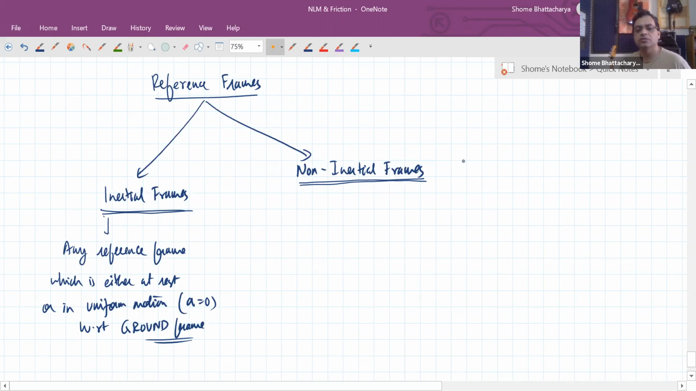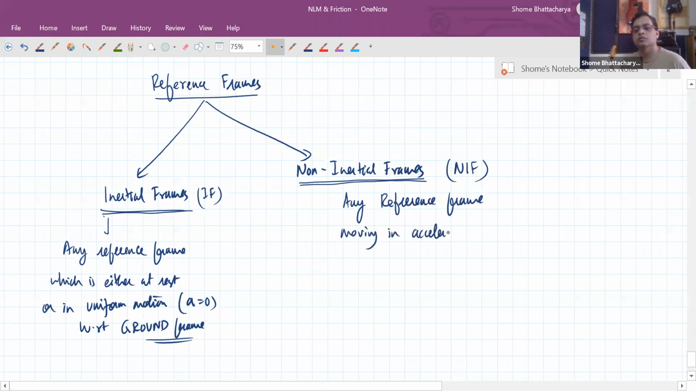Whereas a non-inertial frame, which we will in short form call NIF from now, whereas inertial frame we can call IF, is any reference frame which is accelerated with respect to the ground, any reference frame moving in accelerated motion with respect to the ground frame. That becomes a simple definition of the non-inertial frame.